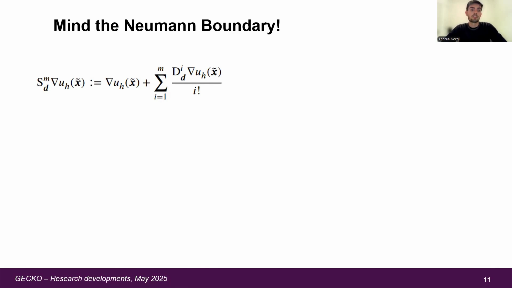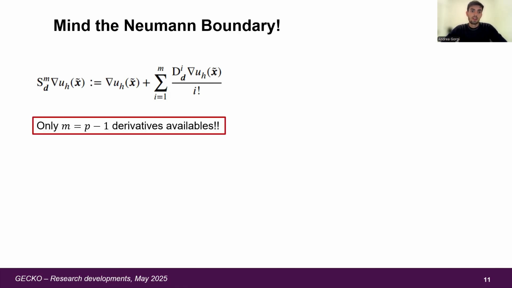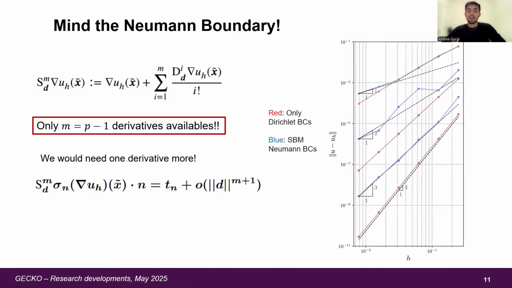In this case, in fact, we will have to Taylor expand gradient-like operators. For them, we will have only p minus 1 derivatives available, and we will be able to perform the Taylor expansion only up to one order less of accuracy compared to what we were doing for the Dirichlet-like term, for which we had those additional derivatives available. This, of course, will lead to suboptimal convergence in numerical studies compared to Dirichlet boundary conditions or standard body-fitted codes.